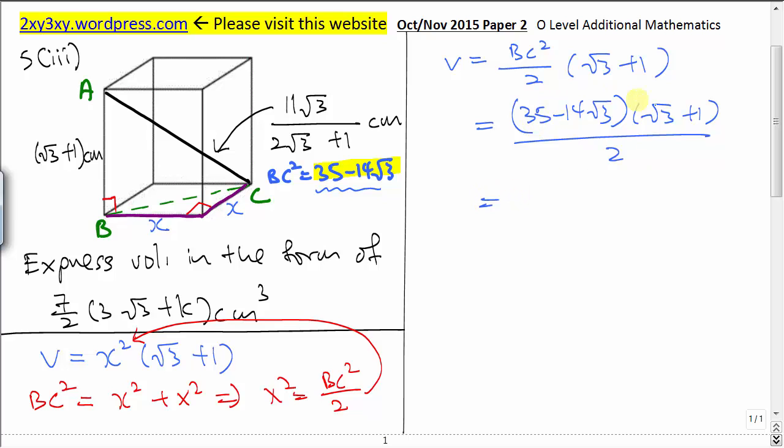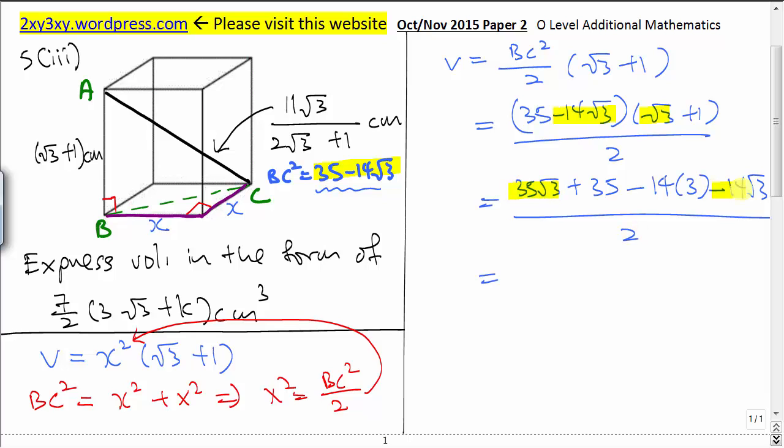Let's simplify this expression. Negative square root of 3 multiplied by square root of 3 will give us negative 14 multiplied by 3. Square root of 3 multiplied by square root of 3 is 3. Minus 14 square root of 3, divided by 2. 35 square root of 3 subtract away 14 square root of 3 will give us 21 square root of 3. 35 minus 42 is negative 7.